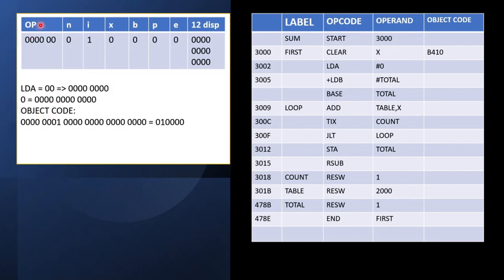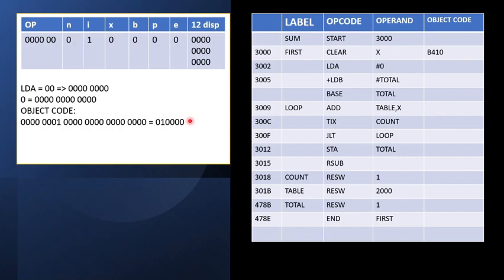Now, moving on, N would be 0, I would be 1 as it is immediate because we have hash here, and then X, which stands for index, would be 0. It is not in base relative addressing mode, and also not in program counter relative. So NIXBPE would be N0, I1, X0, B0, P0, E0, and the displacement would be 000000000000. And when we convert that into object code, we get first 4 bits from here 0000, and next 4 bits from here 0001, and then we have 4 zeros, 4 zeros, 4 zeros.